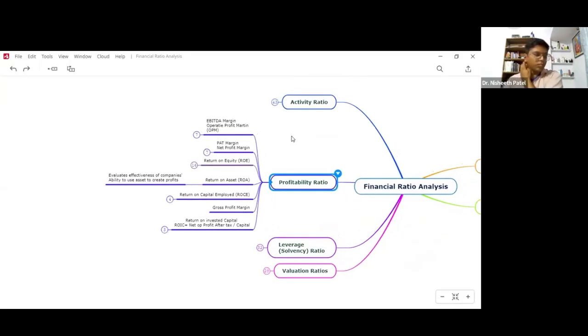So this is the profitability ratio. These are some important metrics. This is the EBITDA margin or the operating profit margin. EBITDA is earnings before interest, taxes, depreciation and amortization. Okay. We have seen in the financial statement that there is revenue, after that come the expenses, after that comes the interest payment, after that the depreciation deduction or the amortization deduction.